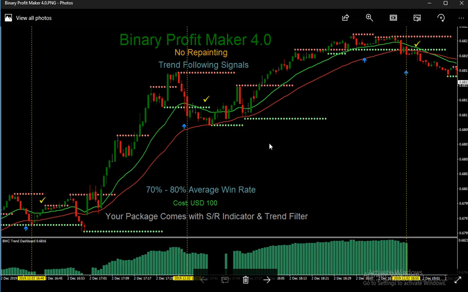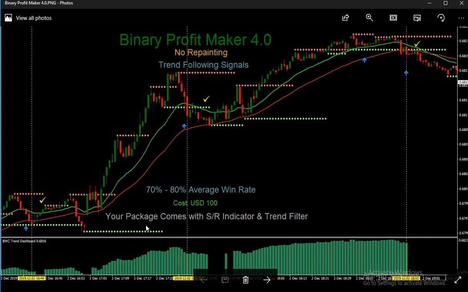This is the Binary Profit Maker, and if you trade it according to the rules, you have the chance of scoring actually around 70 to 80% win rate on average. That means if you're going to do like 10 trades a day or 100 trades in a row, we believe that from the assessment made on the system, even back testing it, you are able to get around 70 to 80 of those trades being winners.